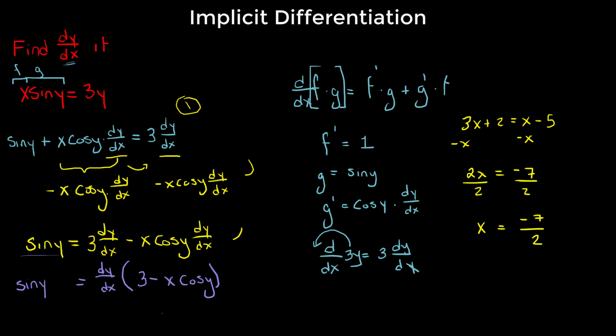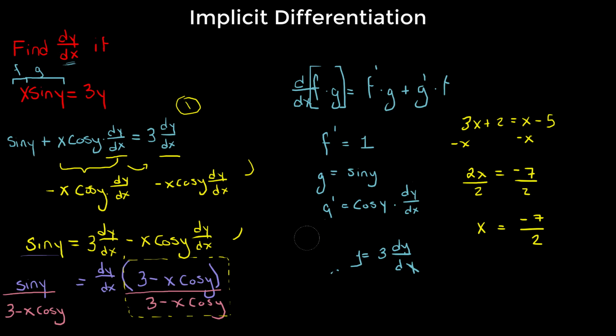Awesome. And guess what? We're done. Because all we have to do from here is isolate the dy dx. So that means dividing both sides by 3 minus x cosine y. And so on this side, this would reduce to 1, because anything divided by itself is 1. And then leaving us with that on the right. The final answer in this case would be dy over dx, or the derivative of y with respect to x, is equal to the sine of y over 3 minus x cosine y.